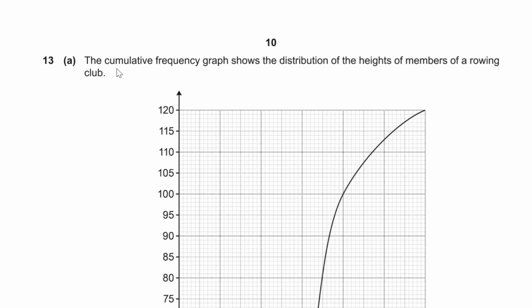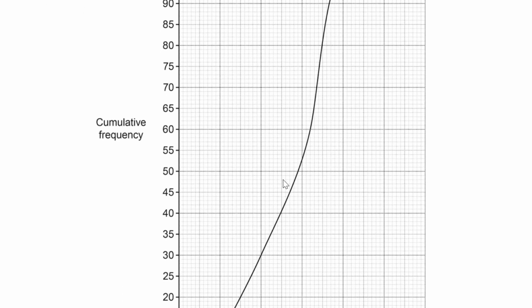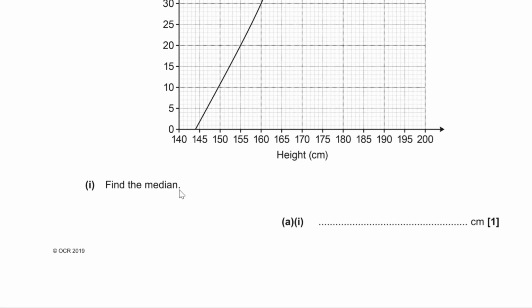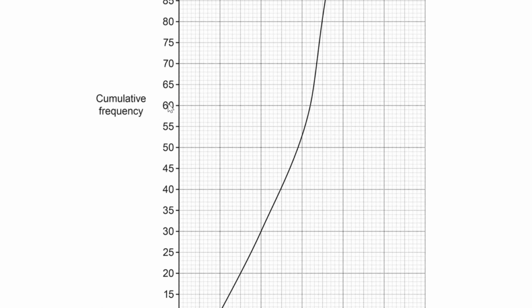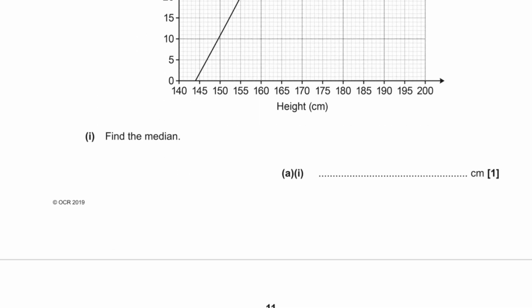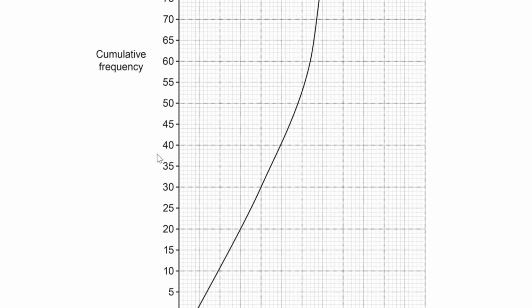Question number 13 for part A. The cumulative frequency graph shows the distribution of the heights of members of a rowing club. That's what we see here. And for part A and the first part, we have to find the median. Well, you can see over here there's 120 pieces of data. So for the median, what we'd have to do is n divided by 2. So we've got 120 divided by 2, which is 60. So we want the 60th value to help us find the median.